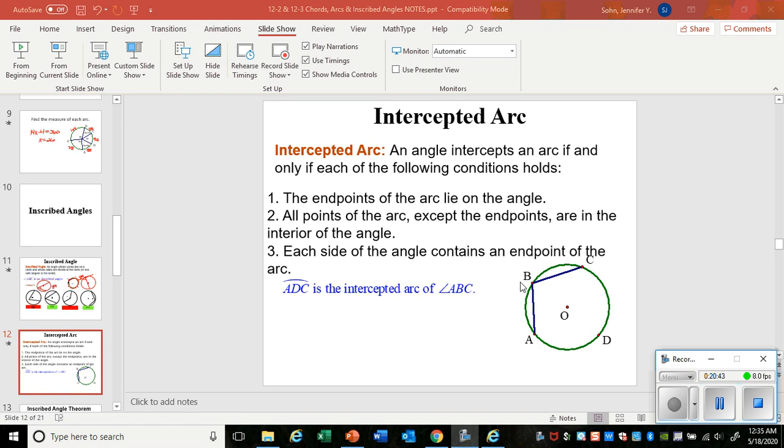Okay, so they're kind of together. It's a part of this arc. The part that's outside of it does not intercept the arc. Only here, where you look at the endpoints of the arc, and then it touches the endpoints of the angle here. Only this side is part of this angle. That's called an intercepted arc.